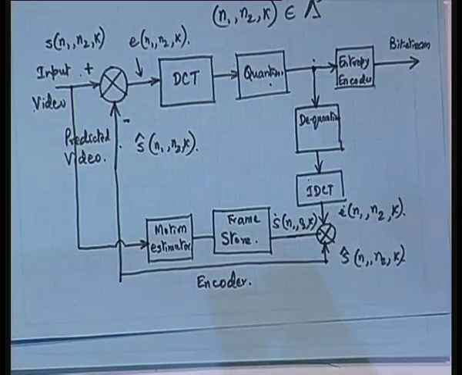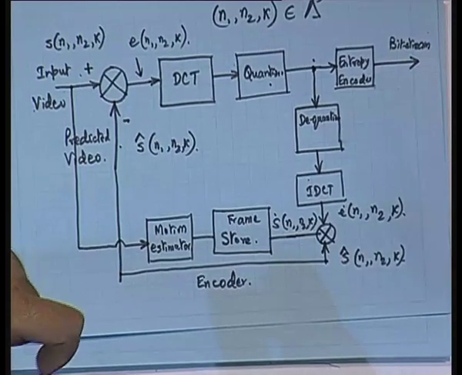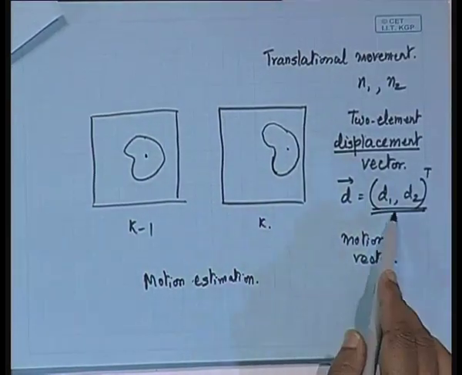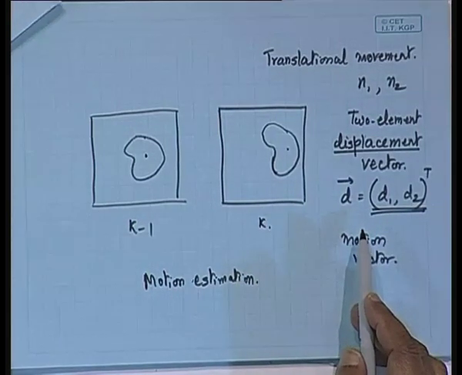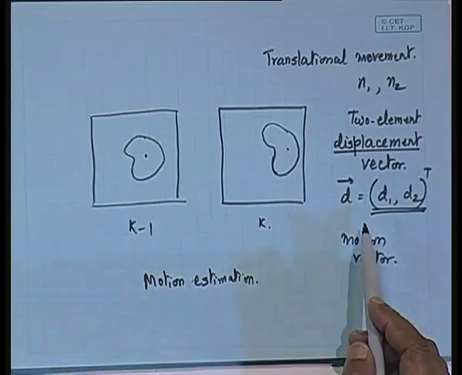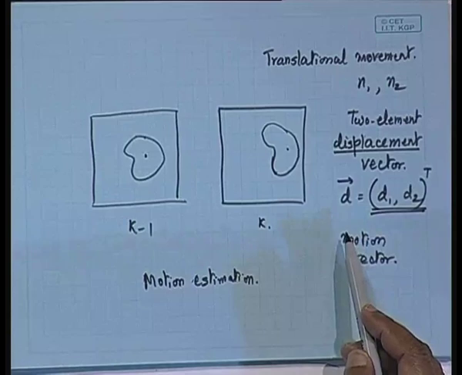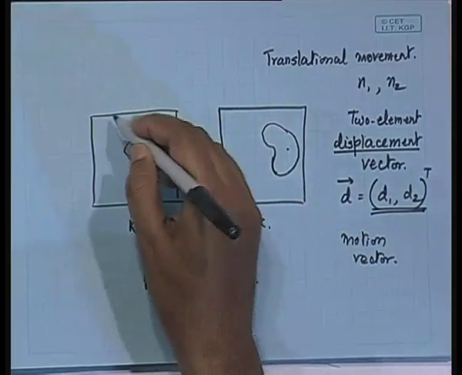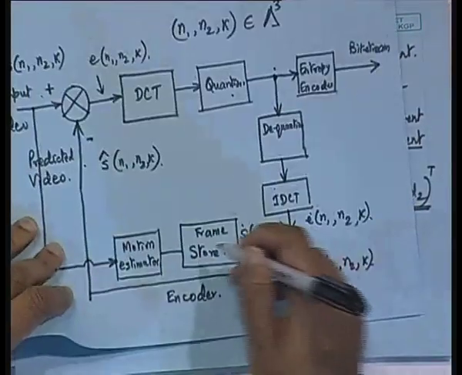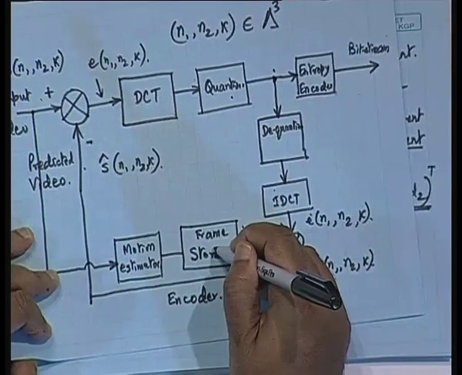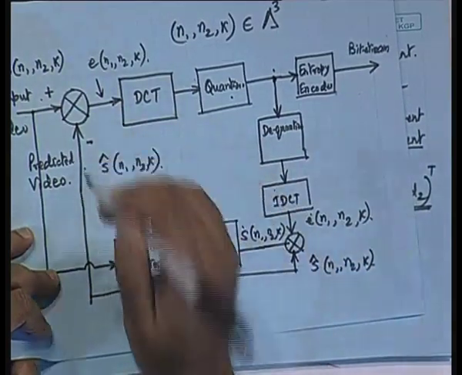And what is this motion estimator going to generate? The motion estimator will find out the motion vectors for every block. Why is this useful to us? If I know how much motion each block has undergone, then I can fictitiously apply that motion to my stored frame and then generate the predicted frame.